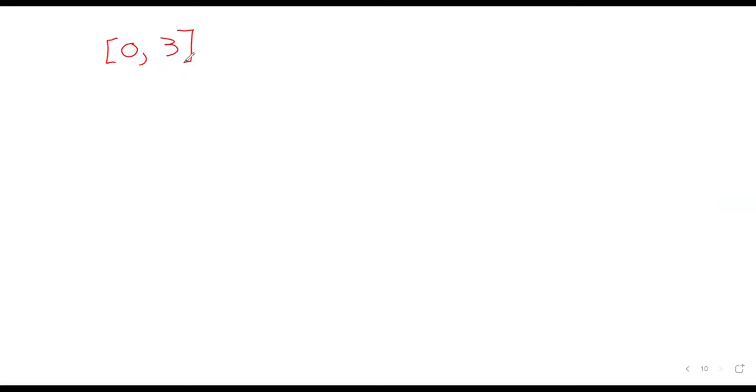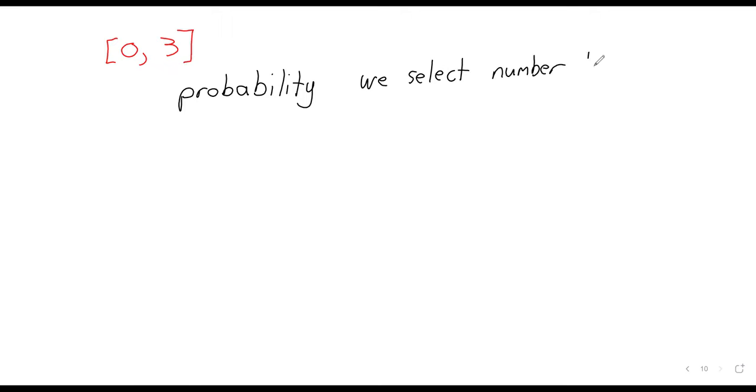Instead of selecting a number between 0 and 1, let's select a number between 0 and 3. And let's ask the same question. What's the probability that we select a number less than 1/3? Requires a little more math, but does anybody have an answer for this? A sort of intuitive answer? 1/9. Again, 1/3 is 1/9 of the way through the interval.